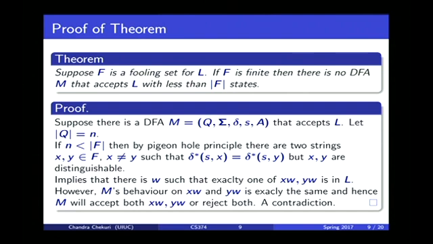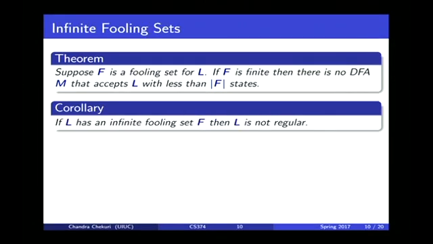So in particular, if your fooling set is infinite, what does it mean? It means that the number of states in your DFA should be bigger than the size of the fooling set. That means the number of states in my DFA should be infinite, but that means that the language is not regular. So how do I prove that a language is not regular? By giving you an infinite fooling set. Not a finite fooling set, but an infinite fooling set. Okay, let me do some examples.